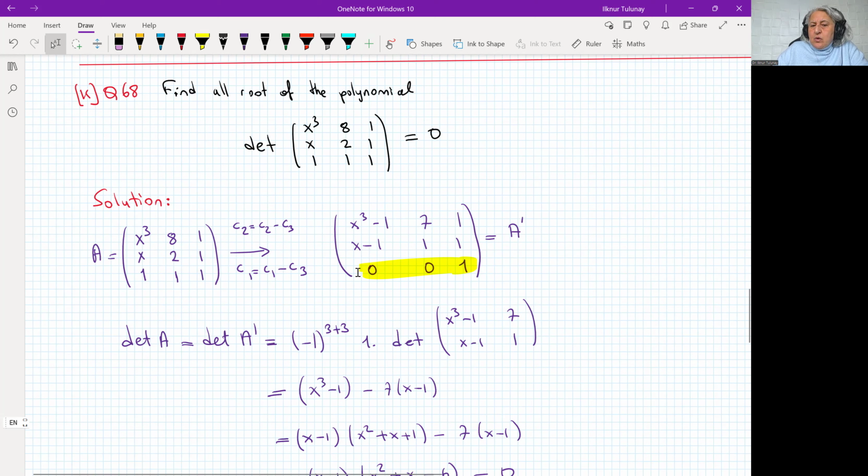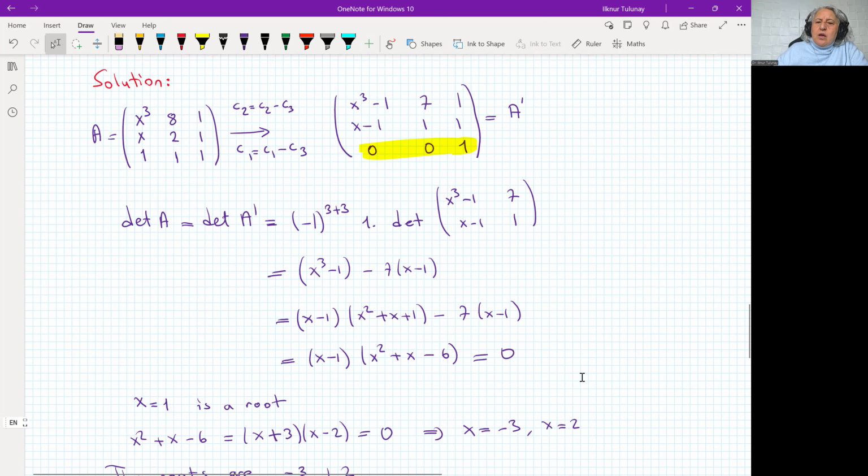And the minor, by removing the third row and third column, will be the determinant of this matrix here. So this will be plus 1, and the determinant of this will be this times this minus this times this. So I have the polynomial x cubed minus 1 minus 7 times x minus 1. Just tidying up, x cubed minus 1 can be written as x minus 1 times x squared plus x plus 1. So on both sides, x minus 1 is common. I'm taking it out, so I have x minus 1 here.